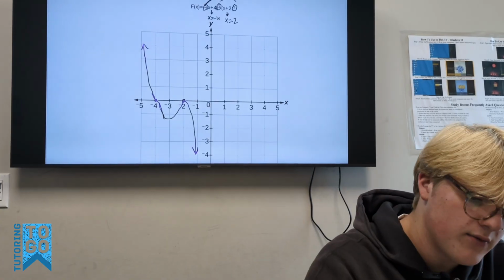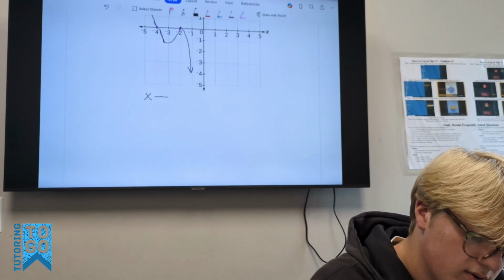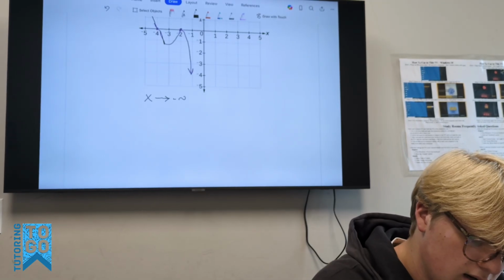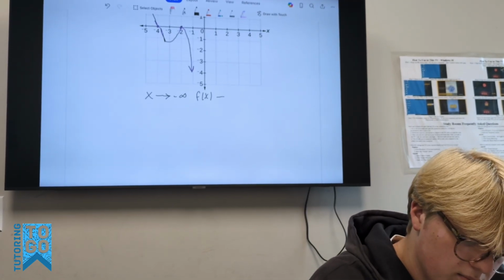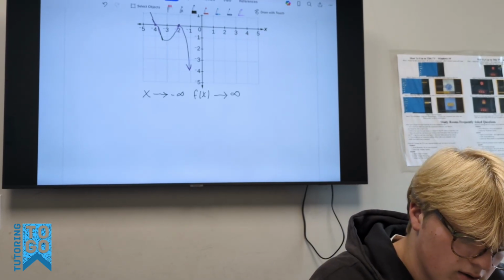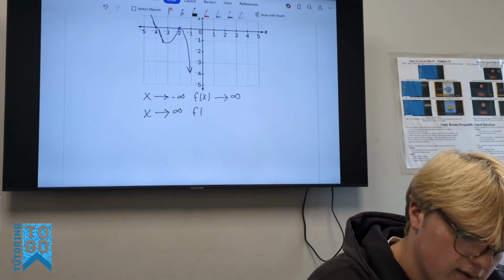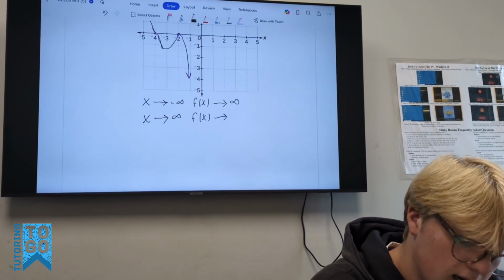And then if we wanted to write the end behavior for that, we would say as x approaches negative infinity, f of x approaches infinity, and then it would be the opposite when we're approaching the right. So x approaches infinity, f of x approaches negative infinity.